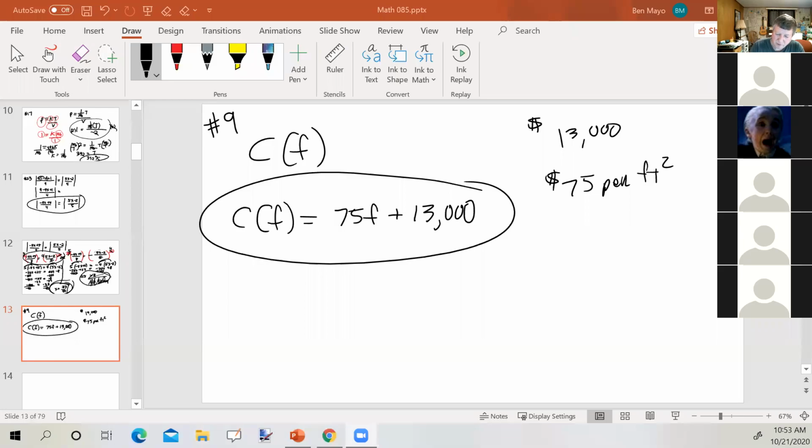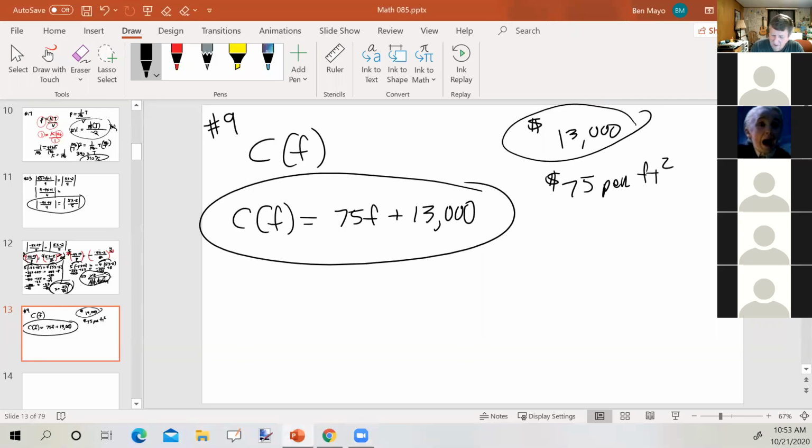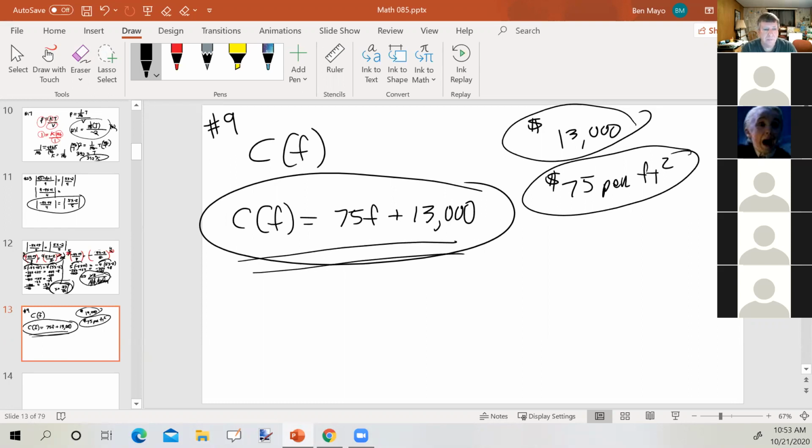So this is what's known as a fixed cost. That's a one-time cost. This is a variable cost. It varies as the number of square feet change. So we get this function. Any questions about that? All right, and that's part A.